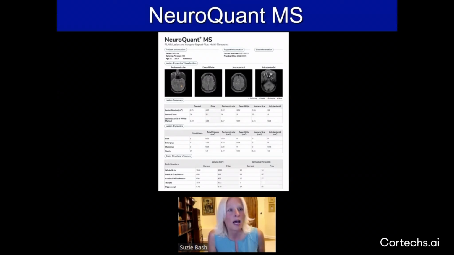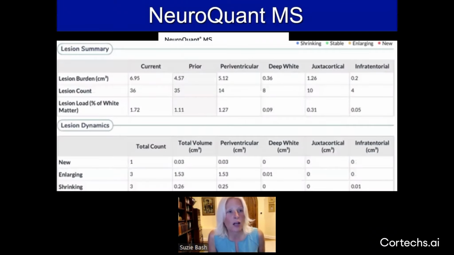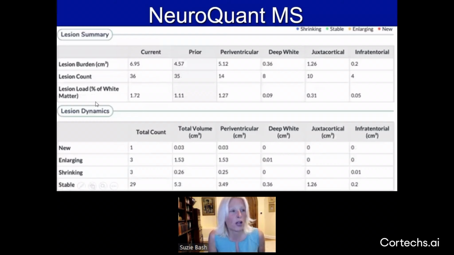This is what a NeuroQuant MS report looks like, and we'll mag up a little bit here so you can see a better view. But basically, it shows the current lesion burden, so that's the plaque burden in volume. So in this case, this patient had 6.95 milliliters of plaque, and then it gives you the prior plaque burden as well. So previously was 4.57 milliliters. And then it also tells you where those plaques are located.